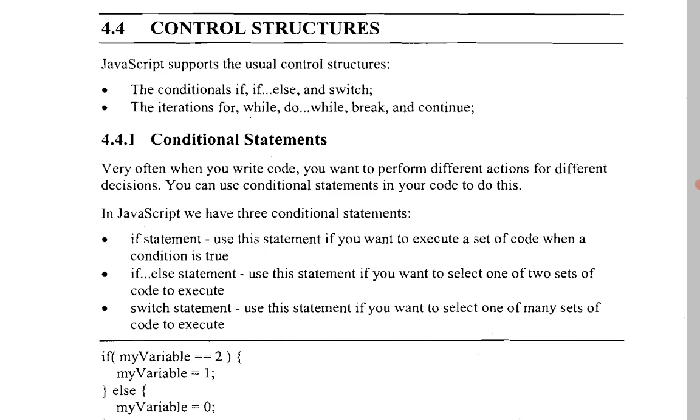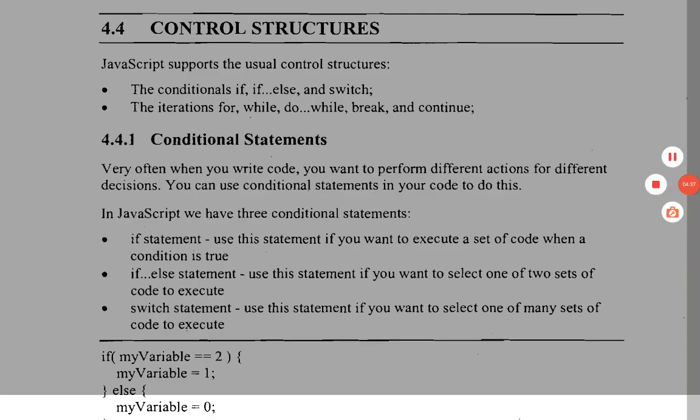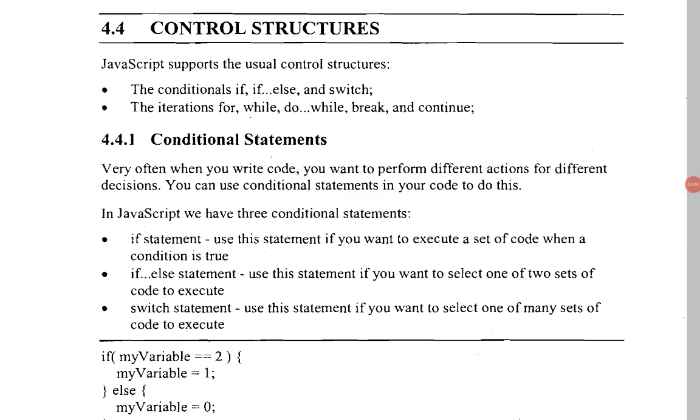So what are the different types of conditional statements used in JavaScript? Very often when you write code, you want to perform different actions for different decisions. You can use conditional statements in your code to do this. In JavaScript we have three conditional statements: first is the if statement, second is the if else statement, third is the switch statement.